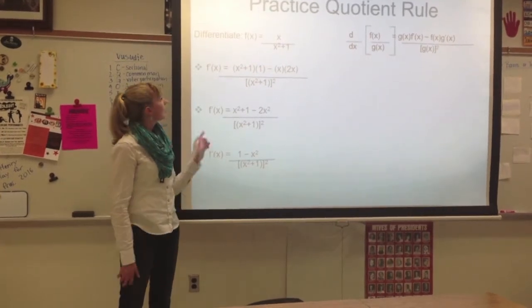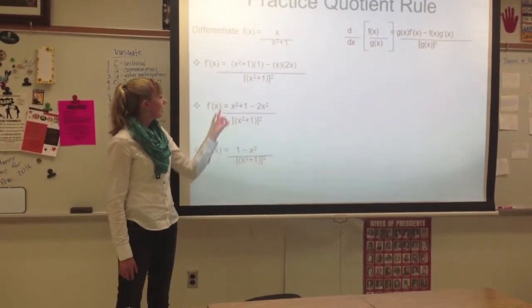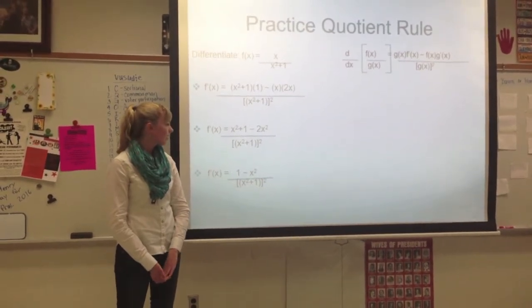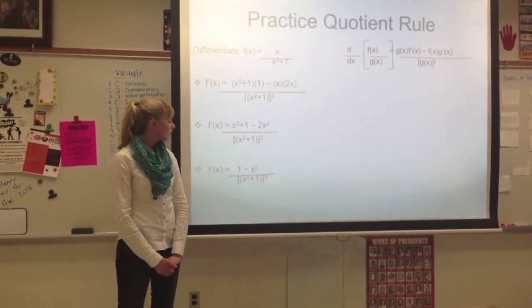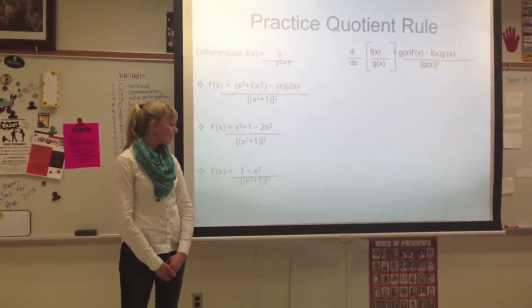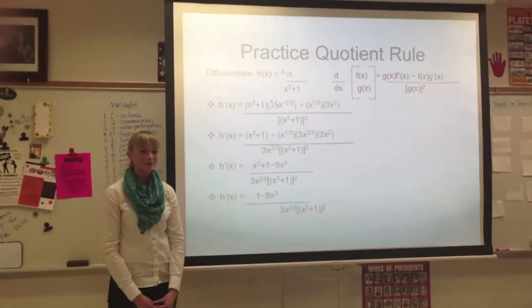And then once you distribute all that, you get x squared plus 1 minus 2x squared over x squared plus 1 squared. And then you combine your like terms, and your final derivative is 1 minus x squared all over x squared plus 1 squared.